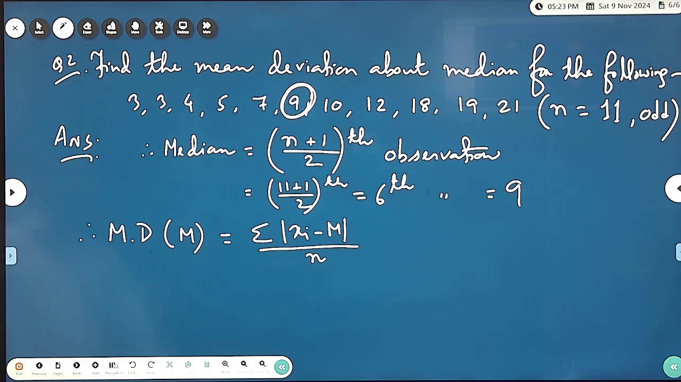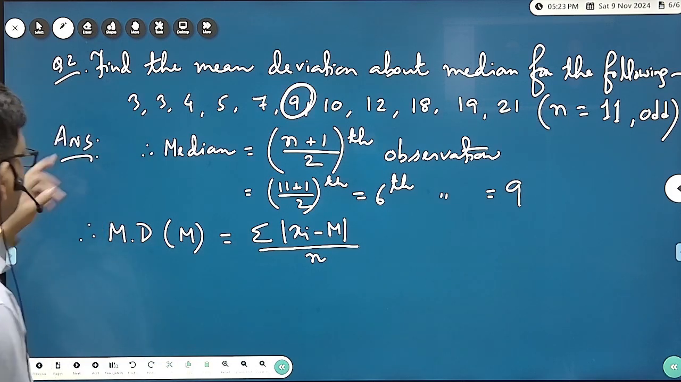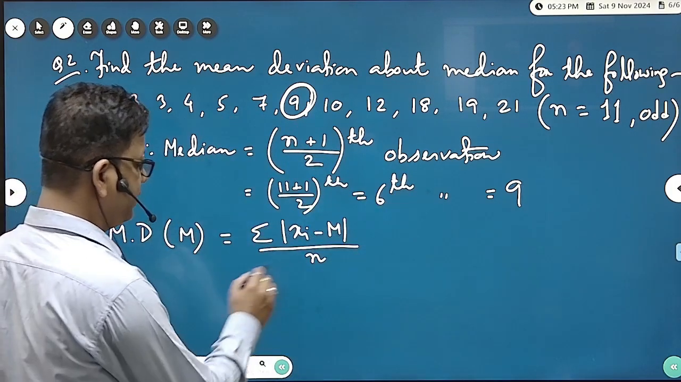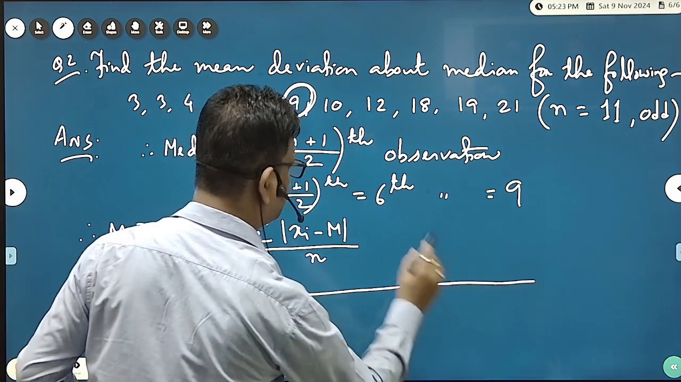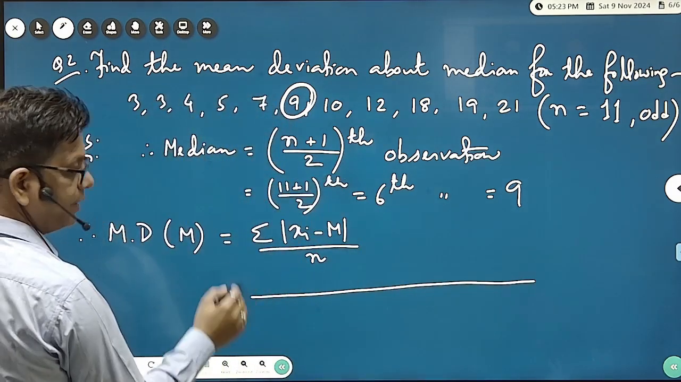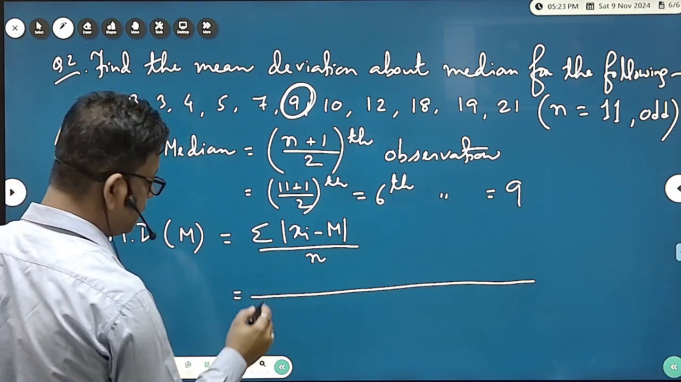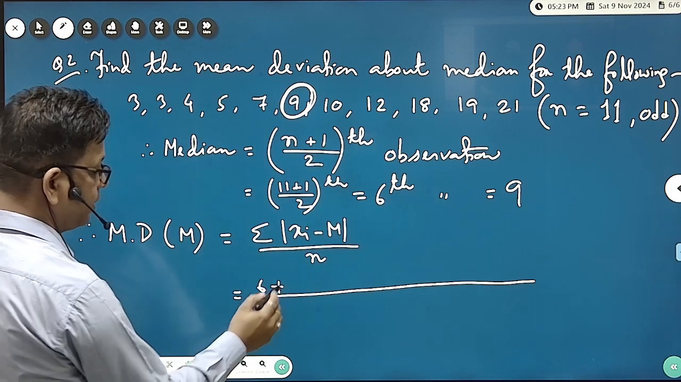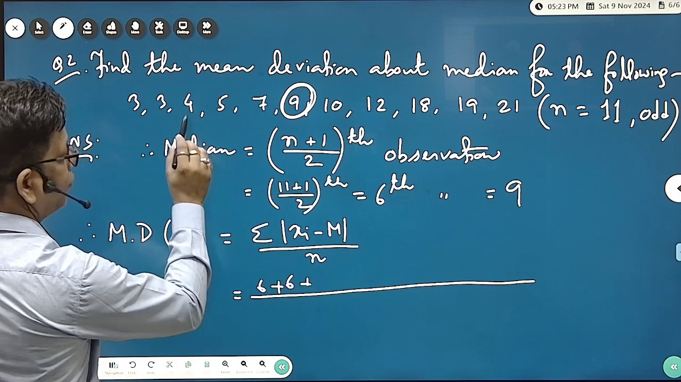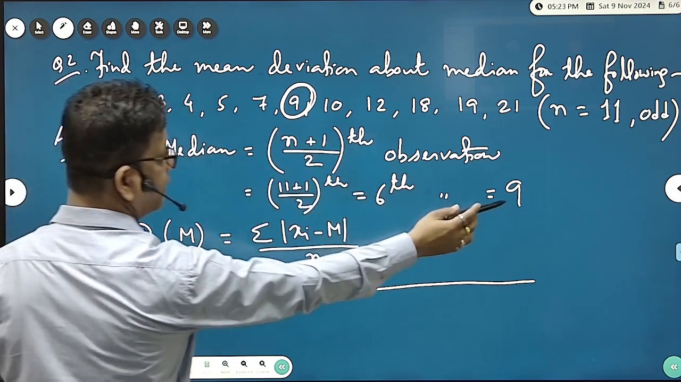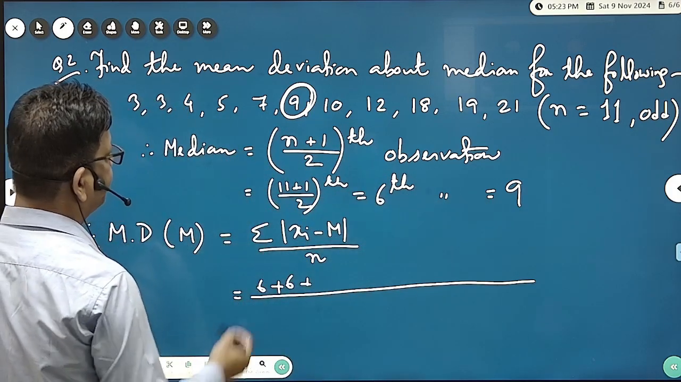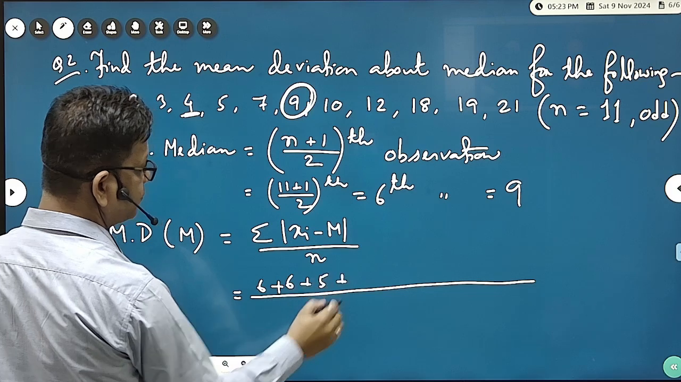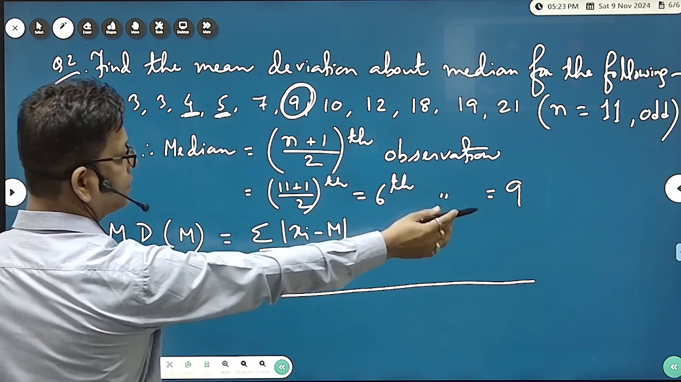How to do that? Do you remember? Xi minus m, so 3 minus 9 will be minus 6, but under modulus plus 6, right? Again 3 minus 9 is minus 6, but under modulus plus 6. Keep doing. 4 minus 9 will be minus 5. Under modulus it will be plus 5. Then 5 minus 9.